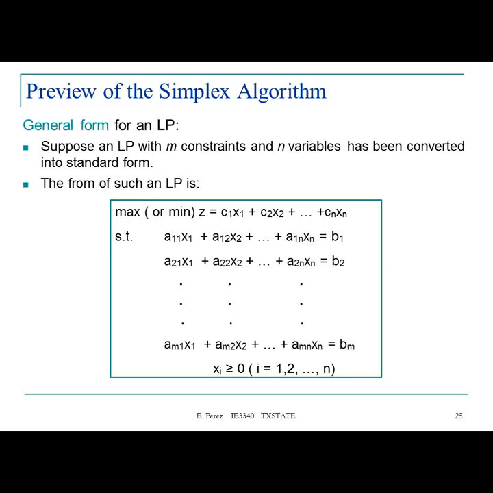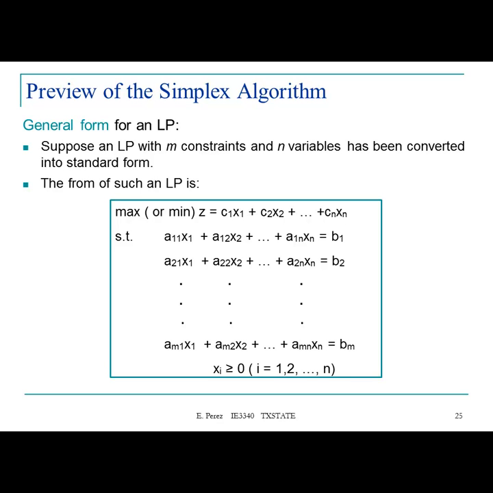As you can see now, the general form for an LP: suppose that an LP with n constraints and n variables has been converted into a standard form. You know what the standard form means. All the constraints are in equality form. So we no longer have any inequalities in our constraints. We only have equalities. So we have our LP in a standard form.